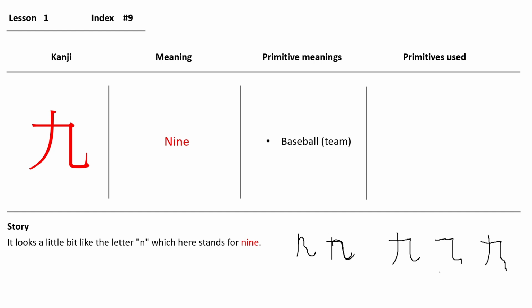Sorry, I have to do something with the mouse. 1, maybe I'll use my touchpad, and 2. Yeah, so just simply 2 strokes, hopefully easy to remember, looks like the letter N.